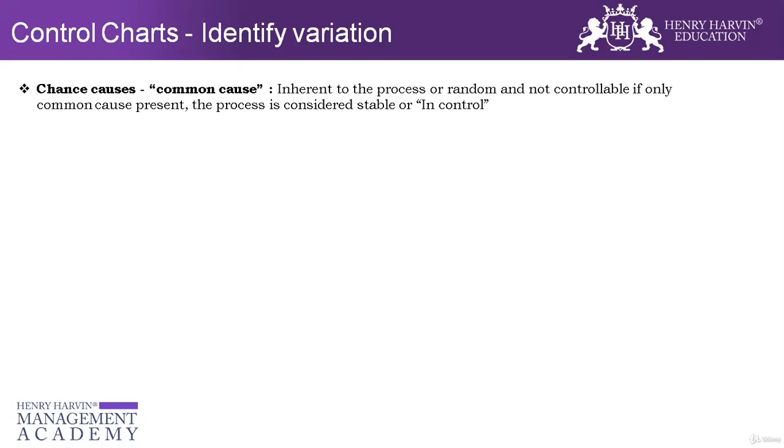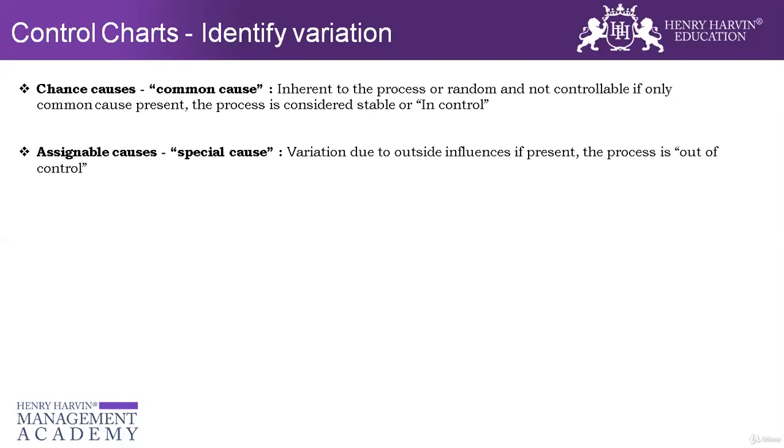One is a common cause, which we discussed in the measure phase also, which is inherent to the process or random, and it is not controllable. If only common cause is present, this is within control. And special cause or assignable cause is when the process is out of control, when there is a variation due to outside influences. This is something which we are already aware of.